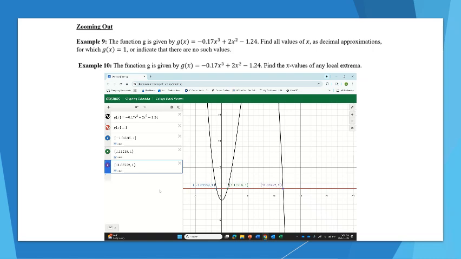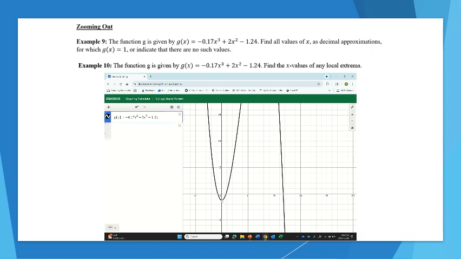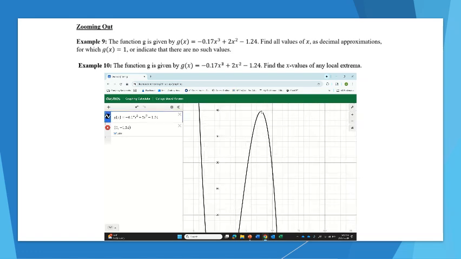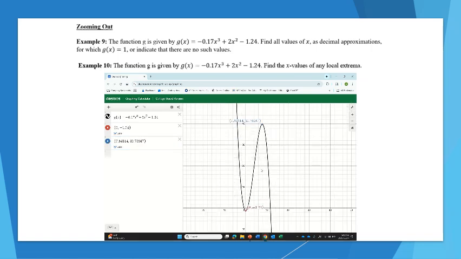Now for example 10, we can knock this out in the same time. This is the same equation, so we already have it graphed, and we want to figure out the x values of any local extrema. So here we want to find a local minimum, which is right there. And then we can also find a local maximum, which you might have to go up a little bit, but it should be right here. And so if you weren't zoomed out, you would only see that local minimum. You would be kind of missing that local max.